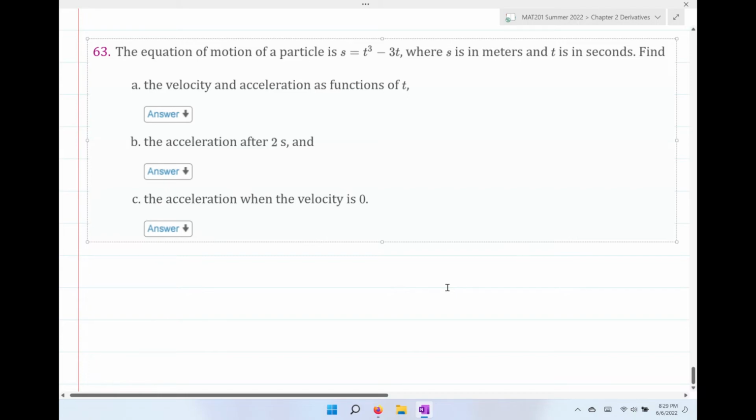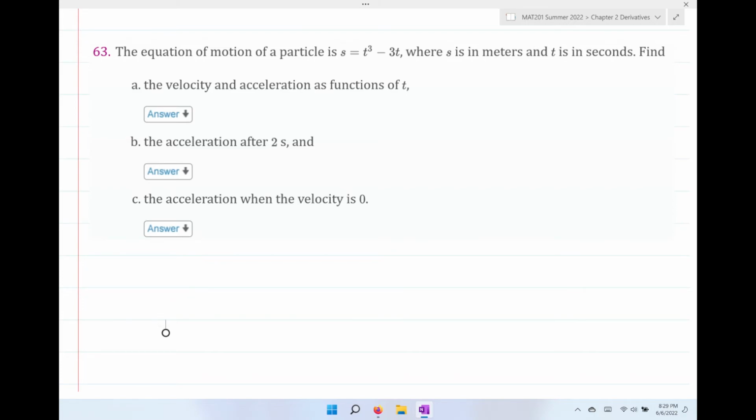All right, for the last two examples, they're going to be word problems, and I'm going to do more word problems in a separate video. But this is number 63 out of your text. It's very straightforward. The equation of motion of a particle is s equals t to the third minus 3t, where s is in meters, t is in seconds.